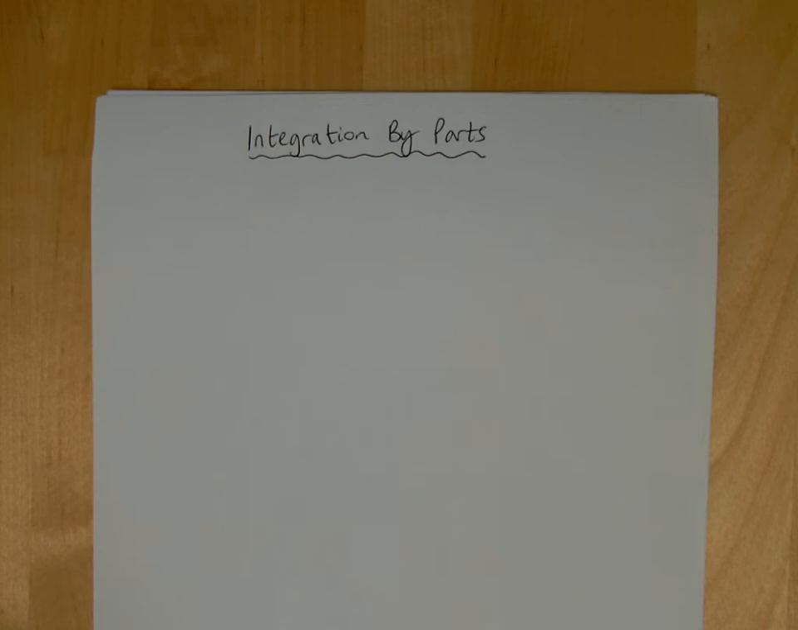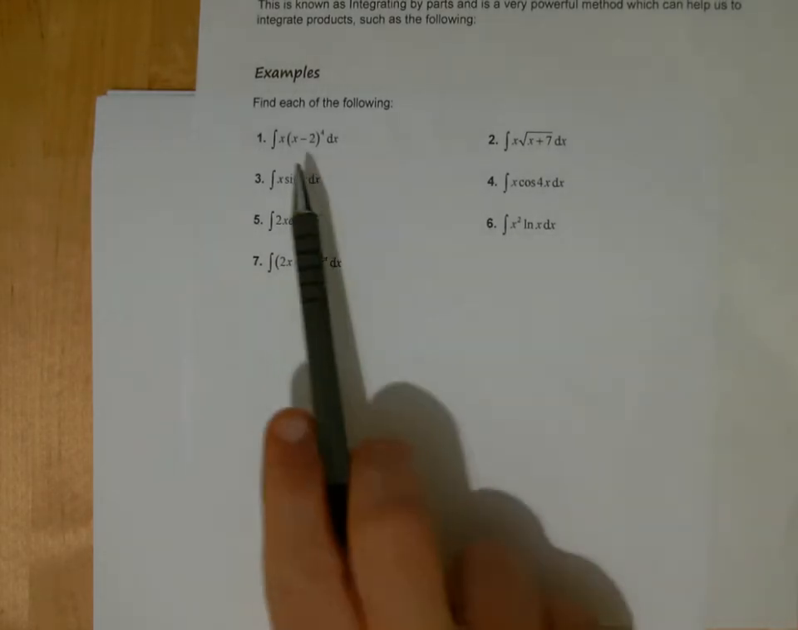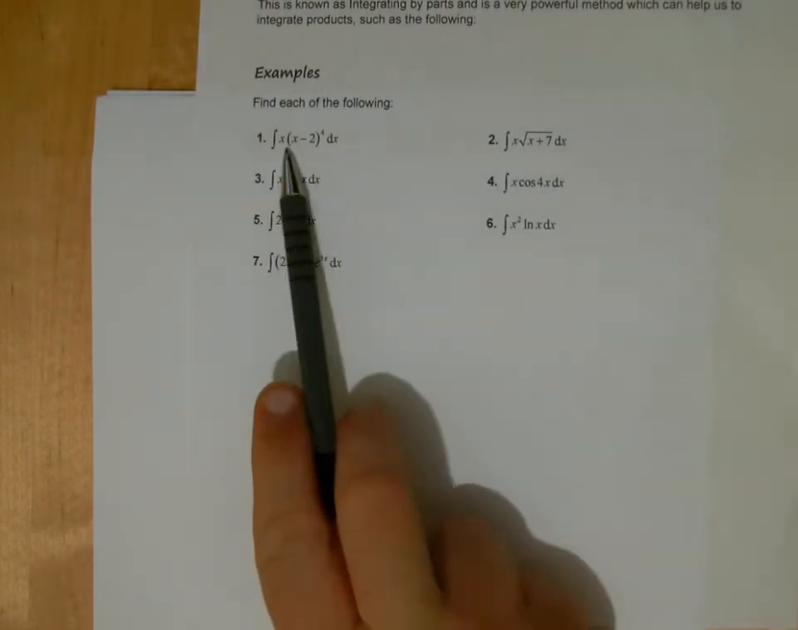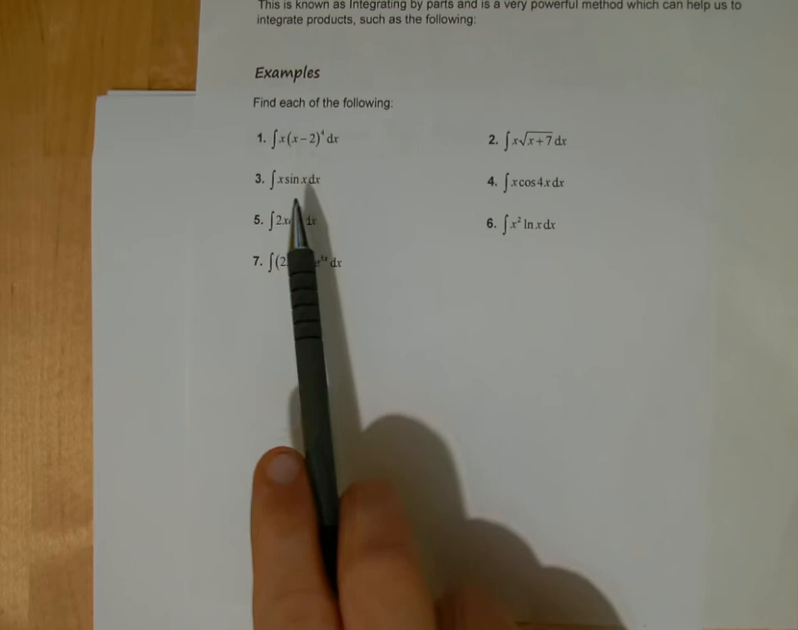Integration by parts helps us to integrate products. If we consider some of the examples we're going to look at today, you can see here that we've got a product, in this case the product of x and this bracket, those two are multiplied together. How do we integrate it?